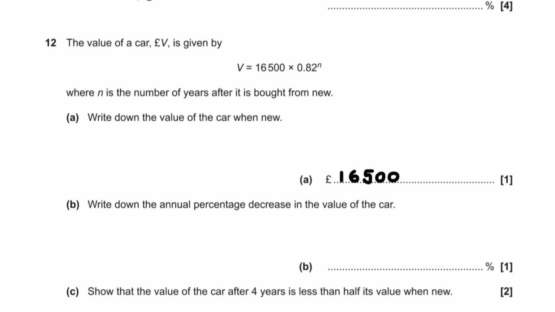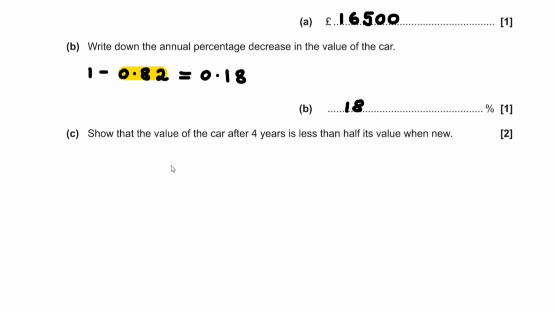Part B, write down the annual percentage decrease in the value of the car. Well, we've got this 0.82. So, as a multiplier, we would have 1 subtract 0.82, which is equal to 0.18. And therefore, as a percentage, we would have 18%.